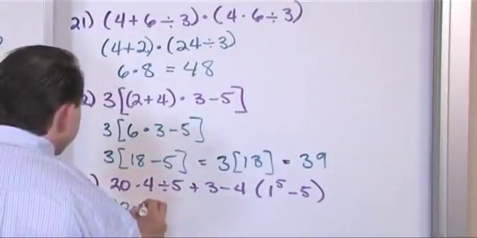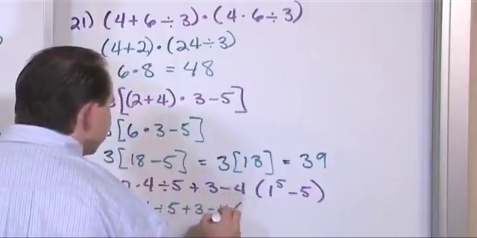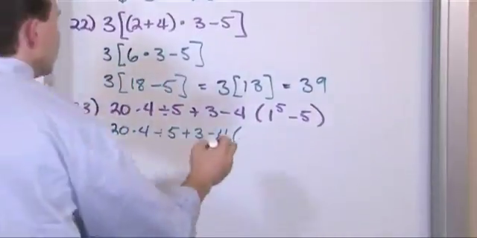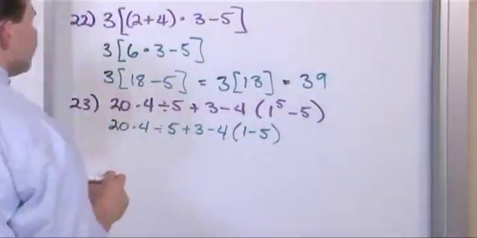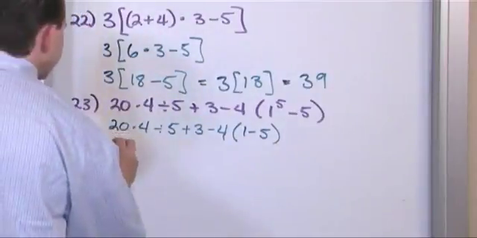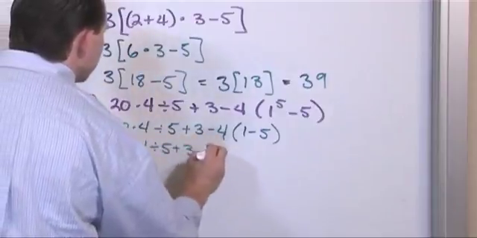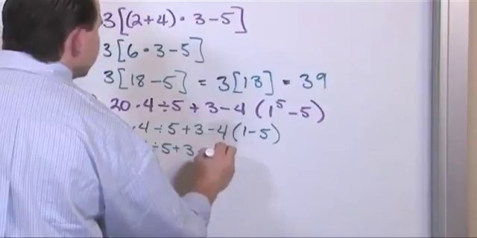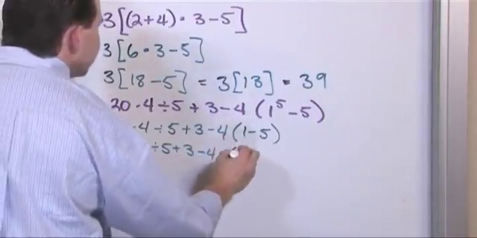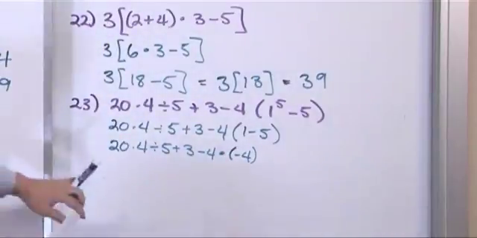20 times 4 divided by 5 plus 3 minus 4 parentheses. 1 raised to the power of 5 is just 1 times 1 times 1 times 1 times 1, so you get 1. Now we still have to finish off inside here. 1 minus 5 is going to give me negative 4, so 20 times 4 divided by 5 plus 3 minus 4. And I'm multiplying here by this parenthesis, so I can just put multiplying by negative 4, just to make it clear.